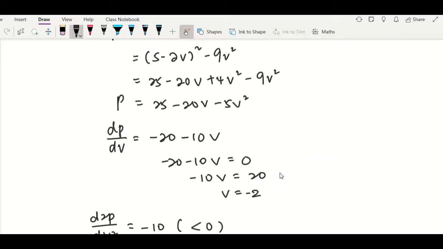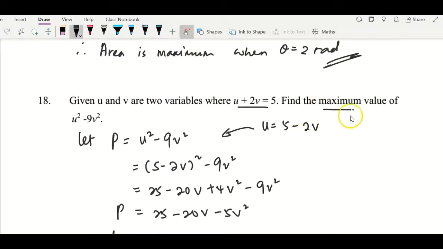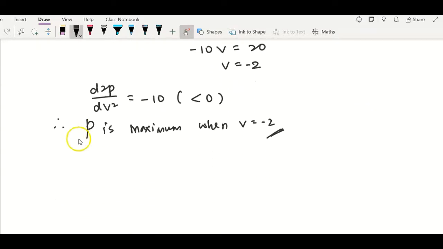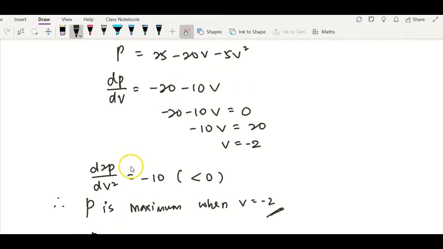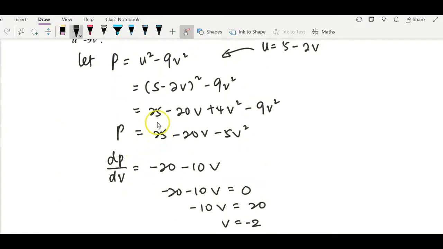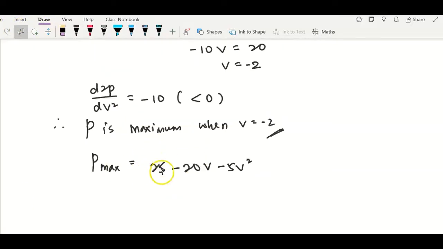But we are not interested in the v value. We just want to find the maximum value of p. Okay, so for p maximum, we are going to use the expression that involves p in terms of v, which is, copy down this, which I have p in terms of v in this form.